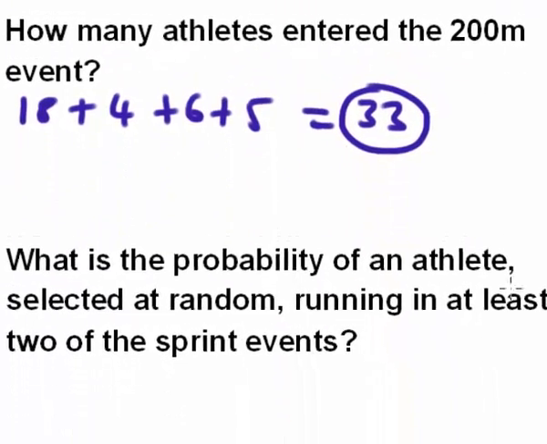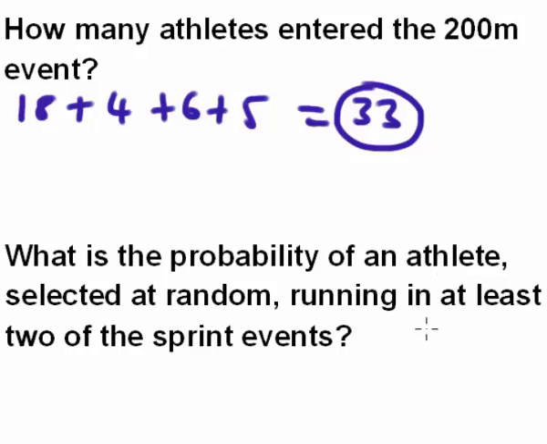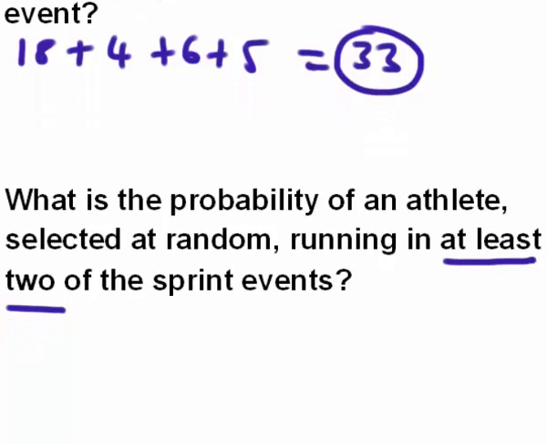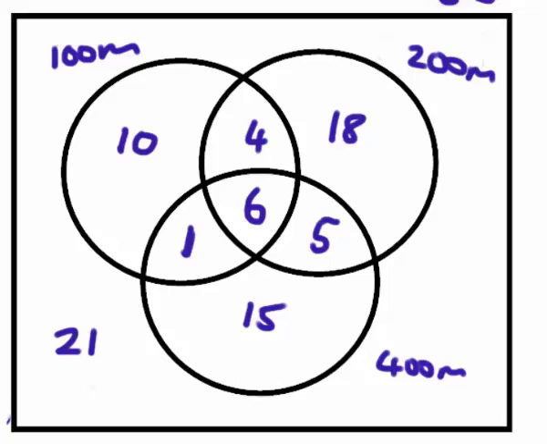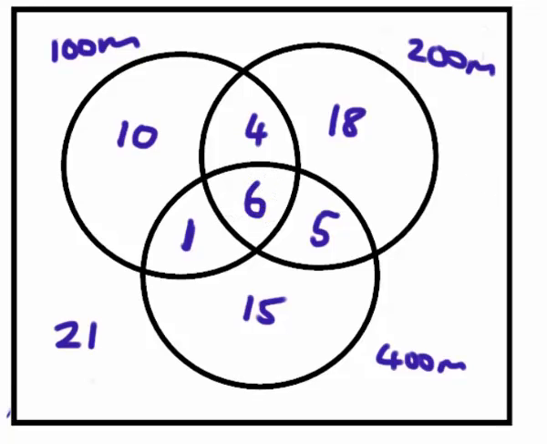Okay, what is the probability of an athlete selected at random running in at least 2 of the sprint events? At least 2. In other words, 2 or more. Not none or only 1, it's at least 2. So let's see, what would that be? Here, of course, the 6 would definitely work because that's at least 2. These guys here are doing at least 2. The 18, the 10, the 15, they just do 1, and then 21 do none. So it's all of those that I've ticked that will do at least 2.